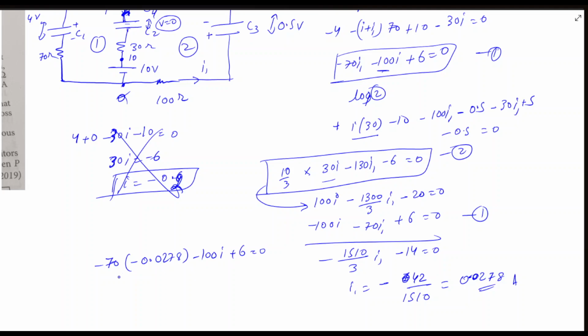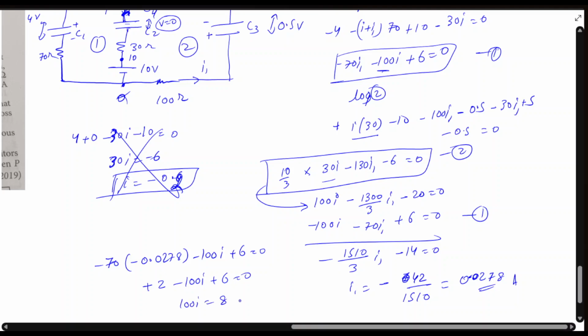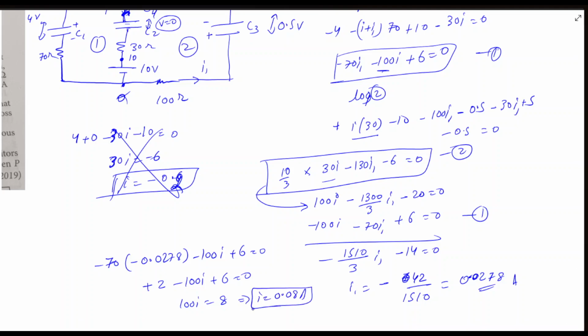So you get, let me use the calculator really fast. It will be 17 to 0.0278. It will be plus 2 almost minus 100i plus 6 equals to 0. So we get 100i equals to 8. So I will be 0.08 ampere.